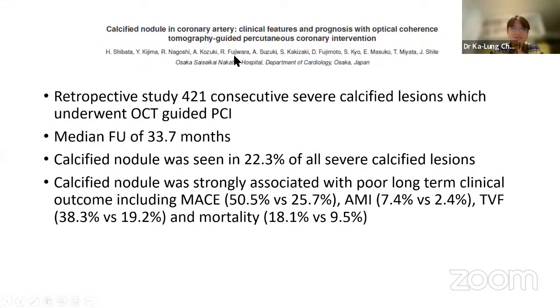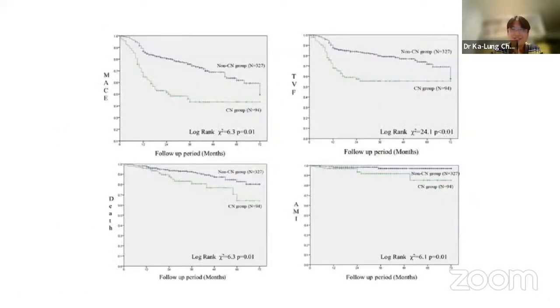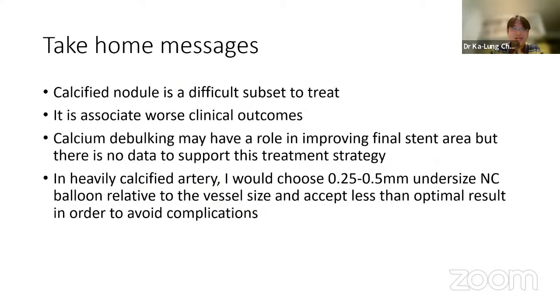So just some comments. This is a retrospective study on 400 patients with severe calcified lesions, with mean follow-up of 3 years. Calcium nodule is seen in a quarter of cases, and is associated with poor long-term outcomes such as MACE, AMI, target vessel failure, and even mortality. Although this is a retrospective study, there's a signal that calcified nodule is going to give you a worse outcome. So calcified nodule is a difficult subset to treat and is associated with worse outcome.